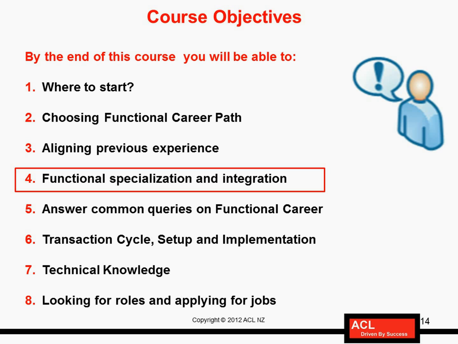In this movie, I'm going to explain that once you have chosen a specific business process flow as a functional specialization, then it's very important to not only master that functional specialization, but you also need to know a number of functionalities that are interlinked with it. In an ERP system like Oracle, this is what you call integration.